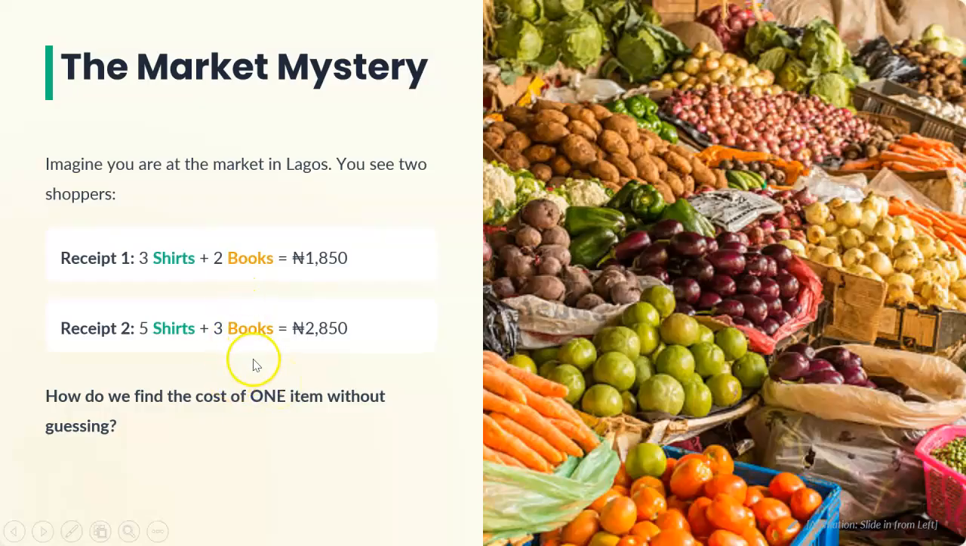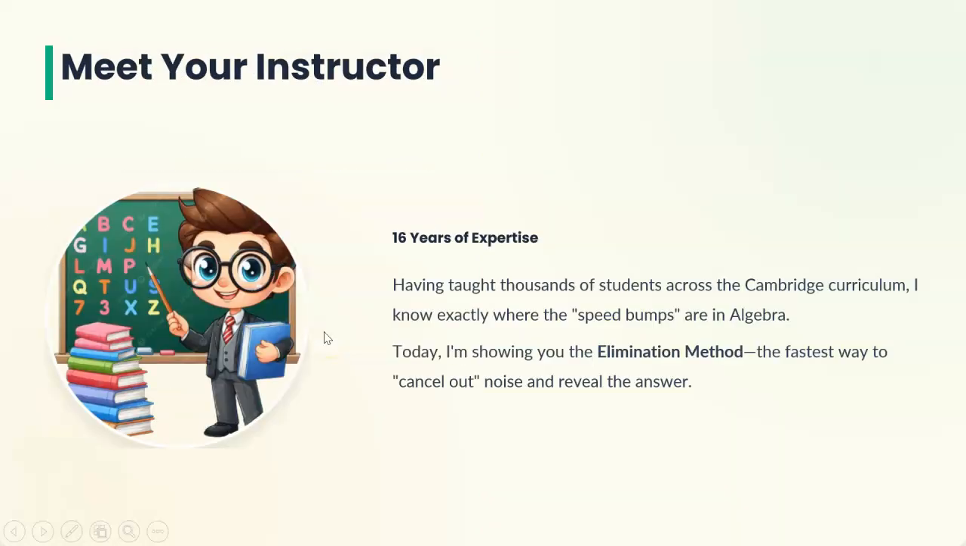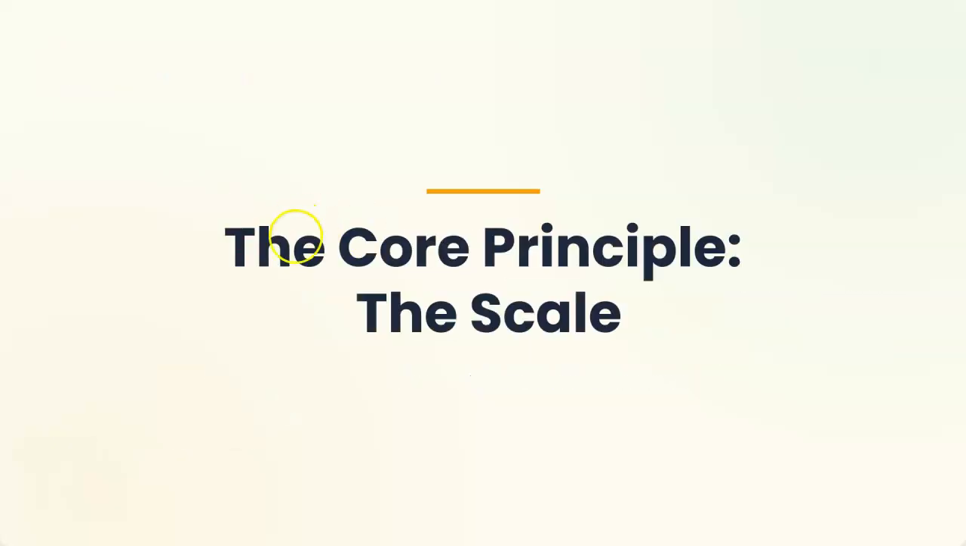If we solve this simultaneously, then we'll be sure of what 1 shirt will cost and what 1 book will cost. That will really help us to find the cost of 2 books, or maybe the cost of 5 shirts, without trouble. Having taught thousands of students across the Cambridge curriculum, I know exactly where the speed bumps are in algebra, and I'm going to help you conquer it. Today I'm showing you the elimination method, the fastest way to cancel out noise and reveal the answer. So let's look at the core principle, which is the scale.